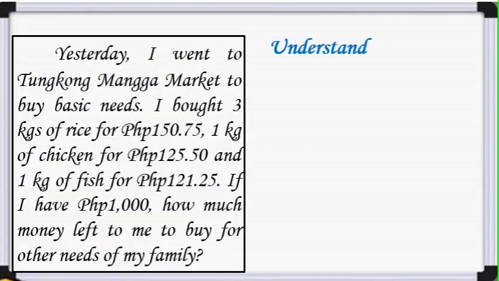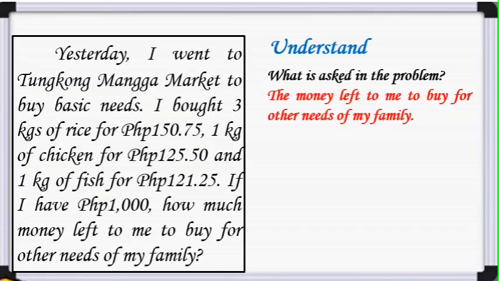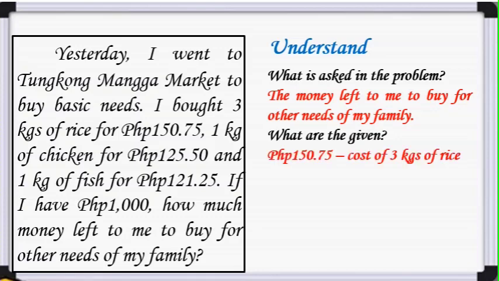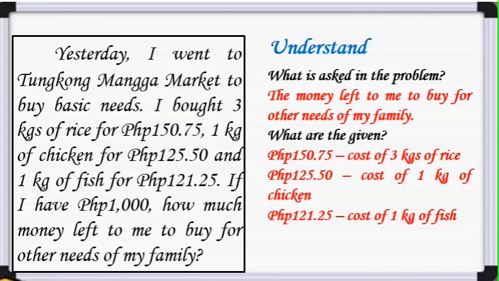Okay, now let us understand the problem. What is asked in the problem? Very good. The money left to me to buy for other needs of the family. What are the given? Great! 150 pesos and 75 centavos. This is the cost of 3 kilograms of rice. 125 pesos and 50 centavos. This is the cost of 1 kilogram of chicken. And 121 pesos and 25 centavos. So this is the cost of 1 kilogram of fish.